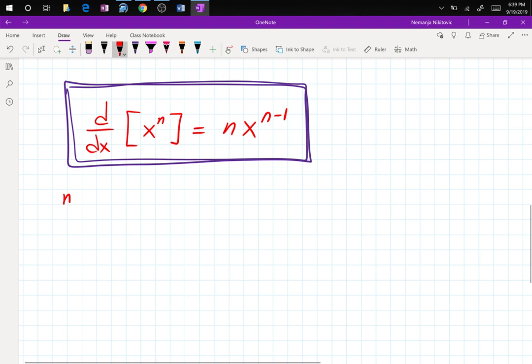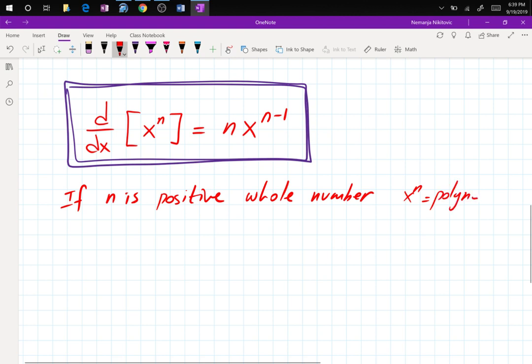So if n is a positive whole number, we have x to the n to be a polynomial. So this rule that you see up there is going to work for any polynomial you can come up with. Maybe you have negative 16 x to the 3. Great, it's going to work with this.